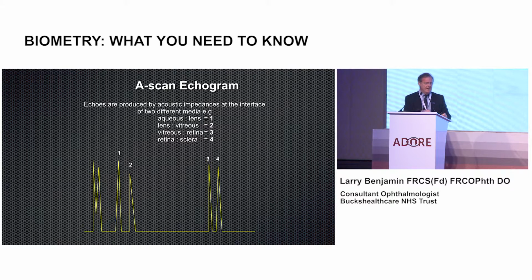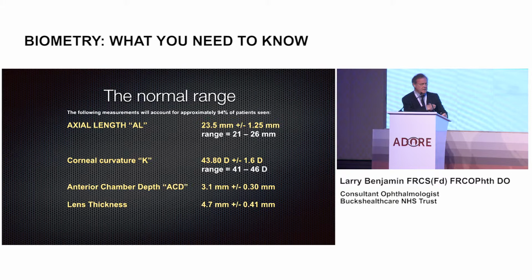The echoes that come back look like this, and they're produced by impedances at the interfaces of different media. So number one there is the aqueous lens interface. Number two, you can read it, the lens vitreous, and so on and so forth. This is a nice clear scan showing the different structures in the eye as the ultrasound bounces back and forward. And this is really important to know.